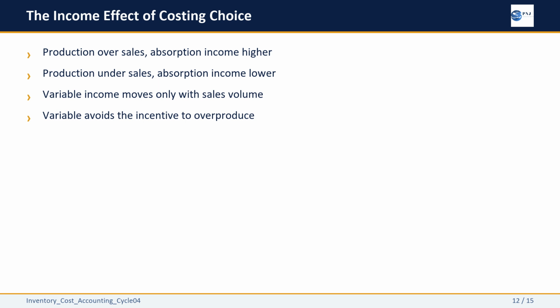Its income changes only with sales volume, never with production volume. That is actually a feature, not a bug. It removes the temptation to overproduce just to bury fixed costs in inventory and flatter this period's profit. For contribution margin, break-even, and make-or-buy decisions, variable costing gives the cleaner signal, though you always reconcile back to absorption for reporting. Let us pull the key points together.